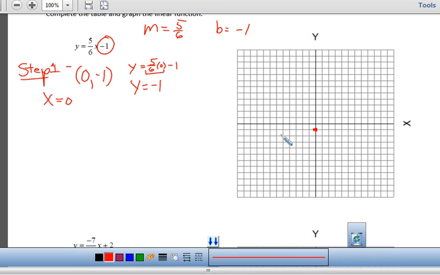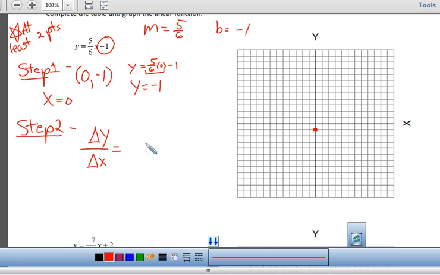Now, to make a line, there's another key element here. You need at least 2 points. But the more points you get, the better or more accurate your line is going to be. So step 2 is we're going to use our slope, our change in y over change in x, to help us find more points. The more we find, the better our line's going to be.